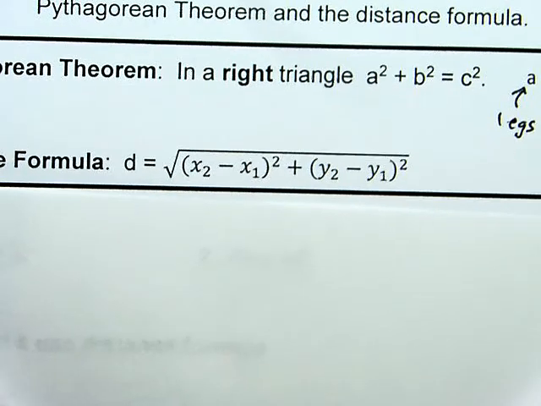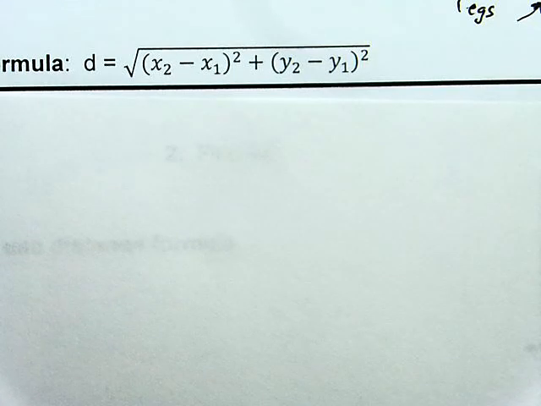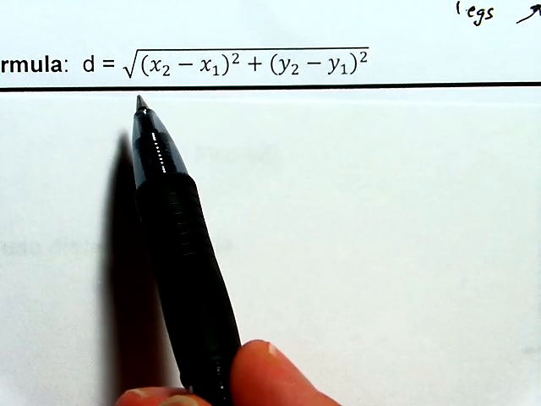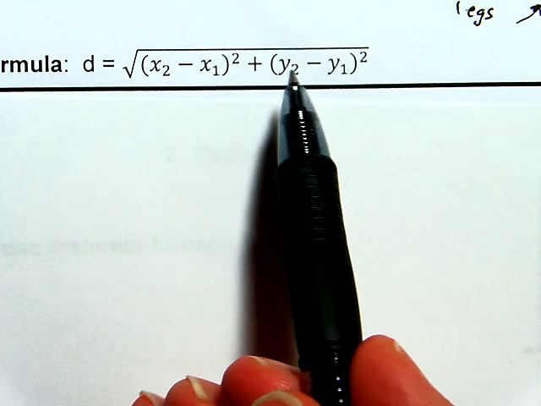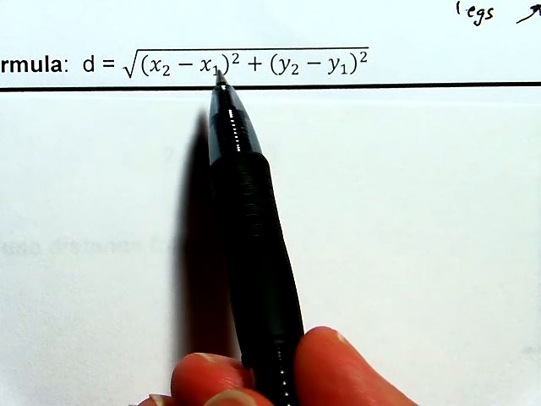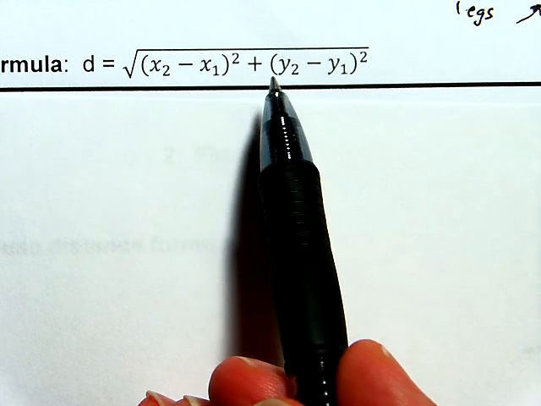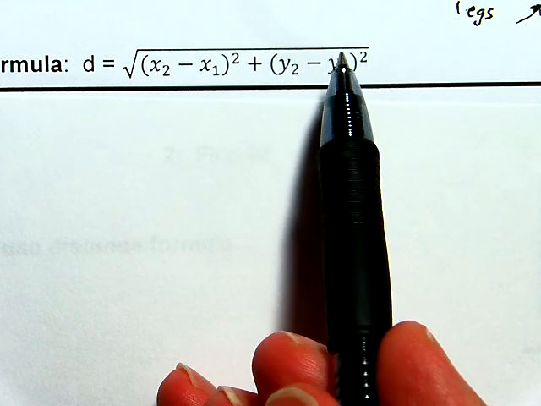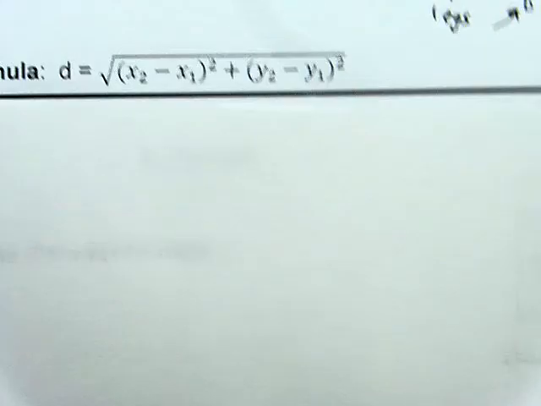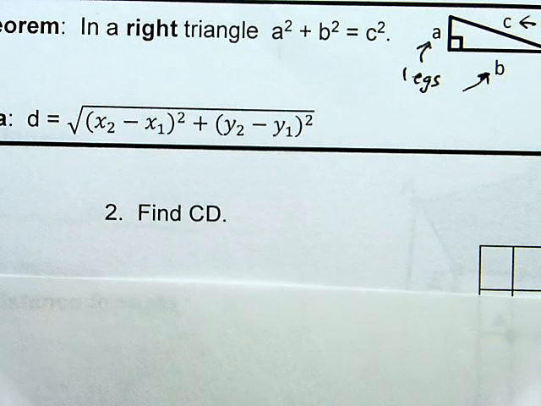Our distance formula is formulated in terms of coordinates. Okay, and it reads that d, which stands for distance, is equal to the square root of this entire expression. And this expression is x2 minus x1, or the difference in the x coordinates squared, plus y2 minus y1, or the difference in the y-coordinates squared. Well, let's get some idea of how we can use these formulas.